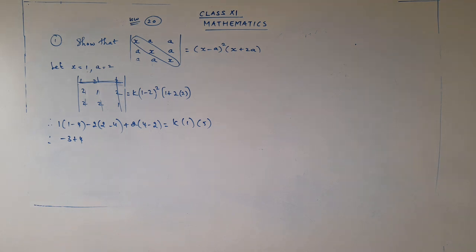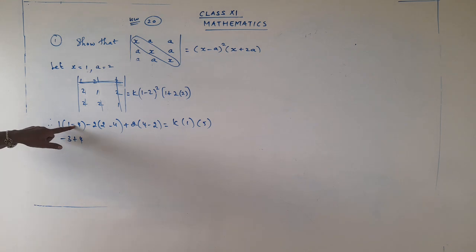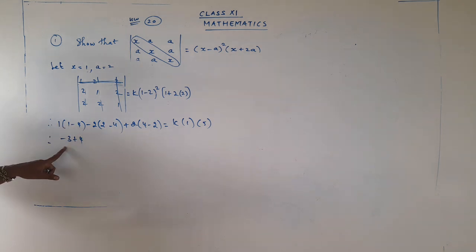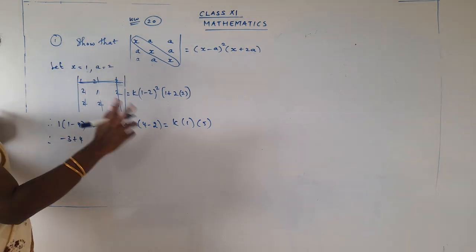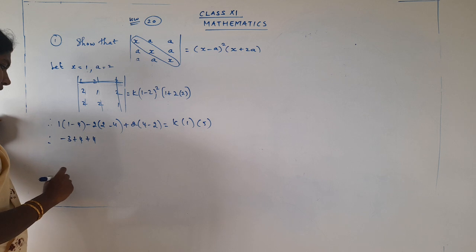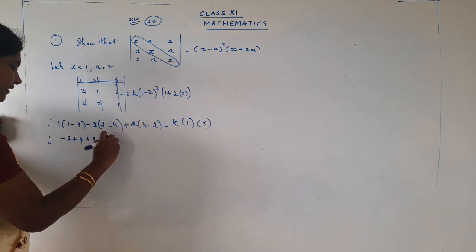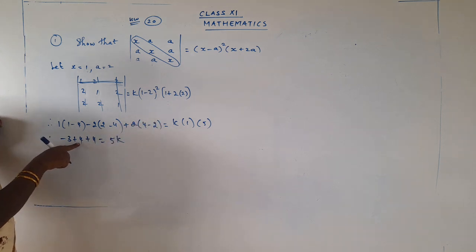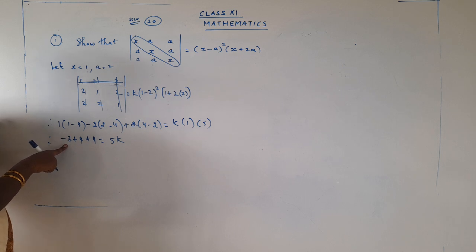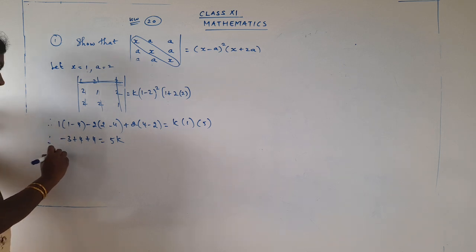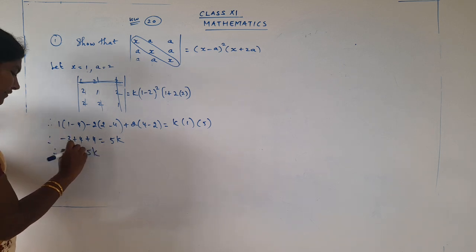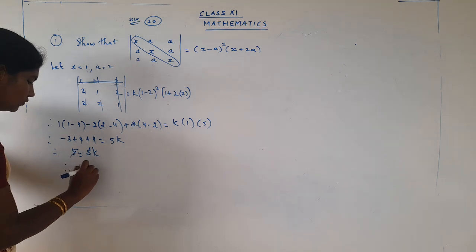Let's simplify this further. So I get here 1 into 1 minus 4, I get minus 3. So 1 into minus 3, and this is minus 2. So minus 2 plus 4. 4 minus 2, 2. So plus 4. This is equal to 5k. So 4 plus 4, 8. 8 minus 3, 5. So I get 5 is equal to 5k. So 5 gets cancelled. Therefore k is equal to 1.